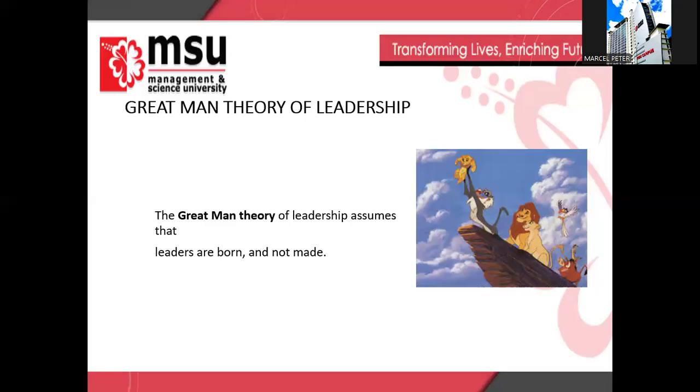And today, we know that leadership can be learned and developed. But the great man theory is important because it is one of the earliest leadership theories. Understanding old theories helps us see how leadership thinking has evolved over time.